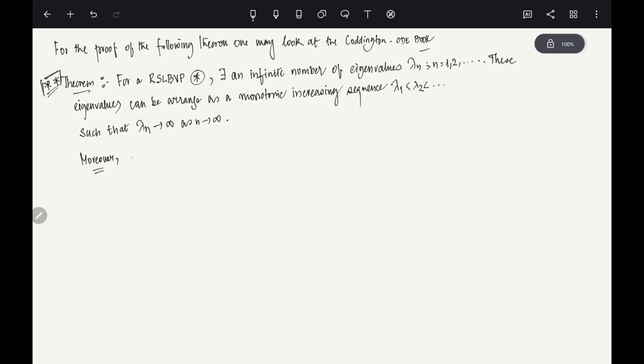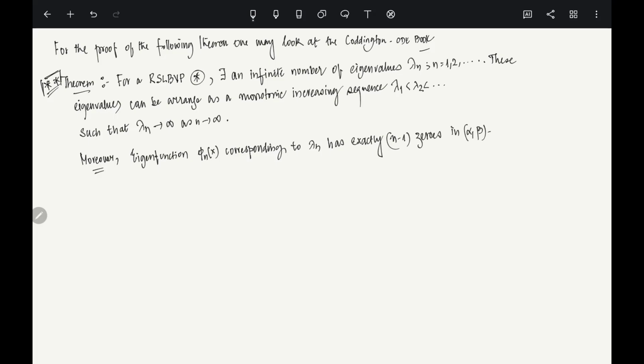So what you can say is this. Moreover, the eigenfunction phi n of x corresponding to lambda n, let's say lambda 1 is there, so corresponding to that phi 1 is there. Now the question is, how many zeros will there be in the open interval alpha beta? The eigenfunction corresponding to lambda n has exactly n minus 1 zeros in alpha beta. It's a brilliant theorem, right?